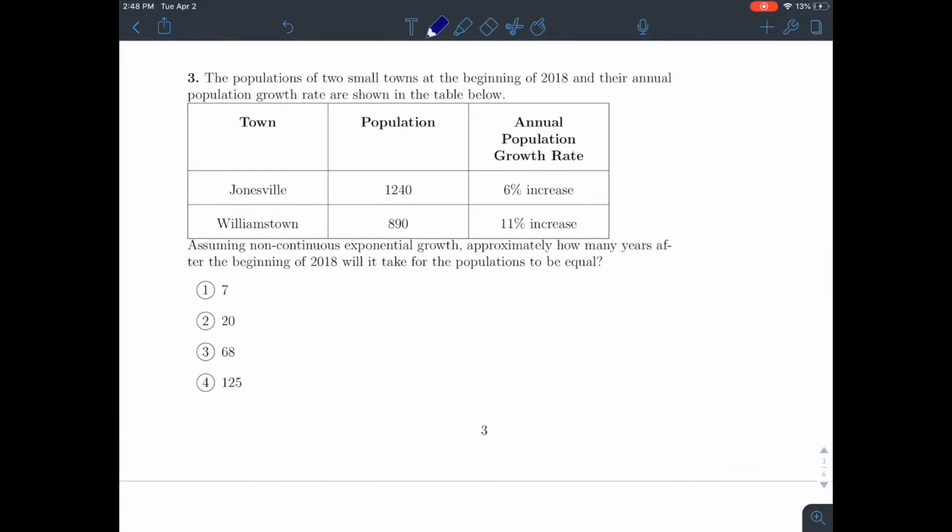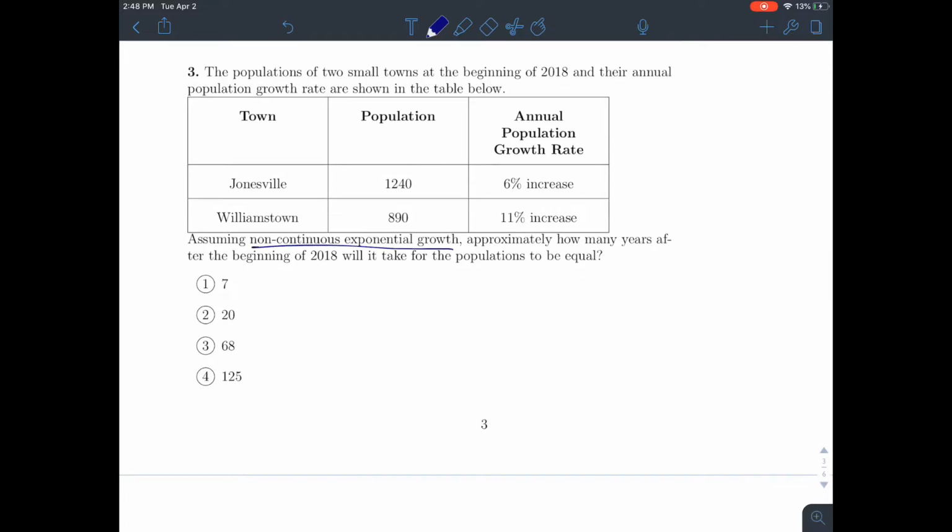All right, for problem number 3, the populations of 2 small towns at the beginning of 2018 and their annual population growth rates are shown in the table below. Assuming non-continuous exponential growth, so we won't have e in our equation, we'll be using the older version of exponential growth that we learned earlier. Approximately how many years after the beginning of 2018 will it take for the populations to be equal?